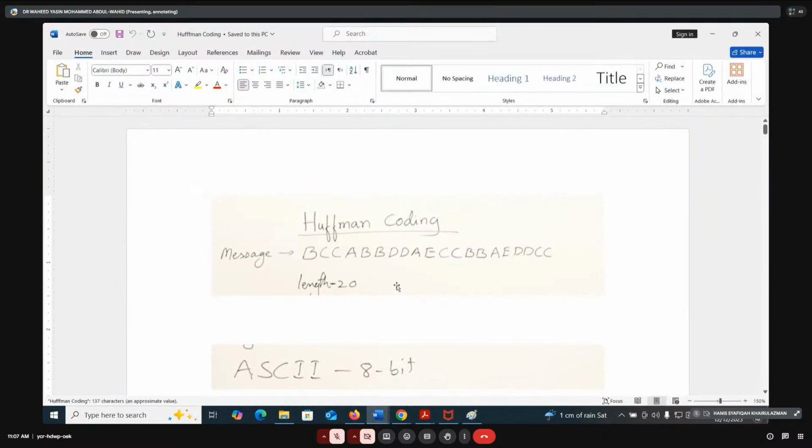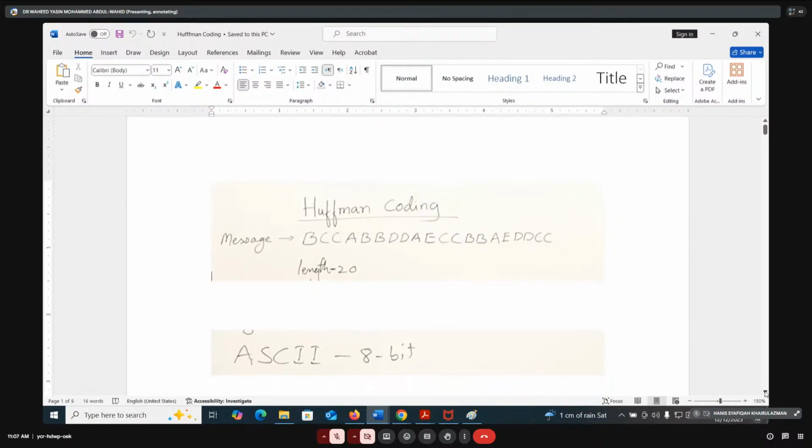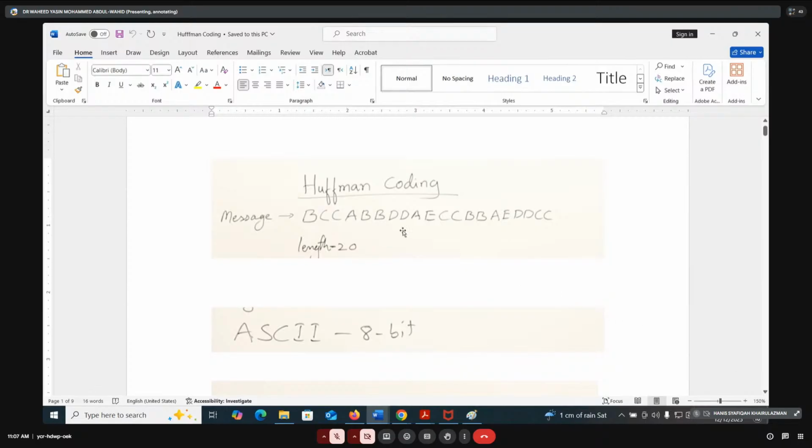Okay, now assume that we have this message: B, C, C, A, B, B, D, D, A, E, C, C, B, B, A, E, D, D, C, C. So how many letters do we have here? The length is 20, if I count them: 1, 2, 3, 4, 5, 6. How long is the message? The length of the message is 20.